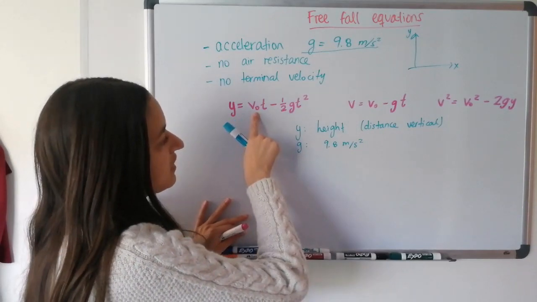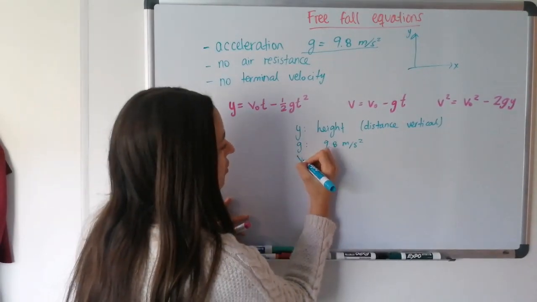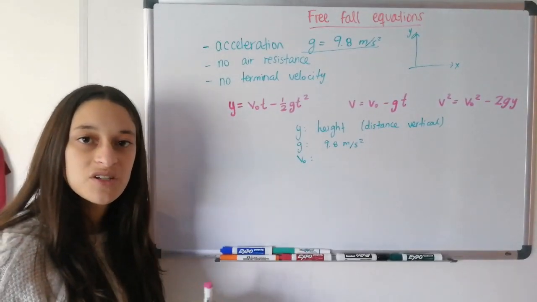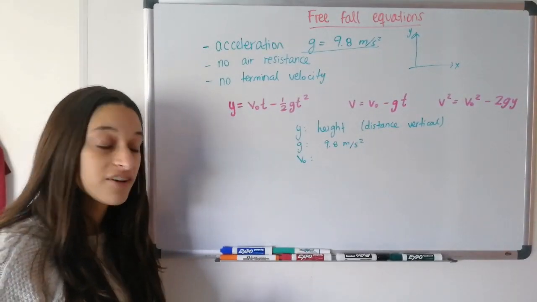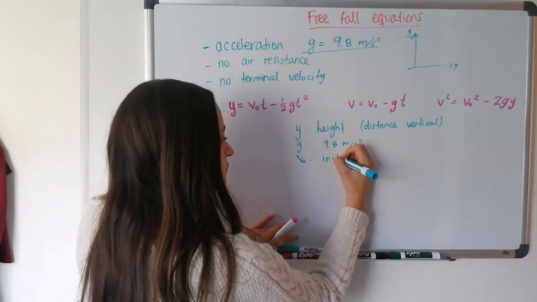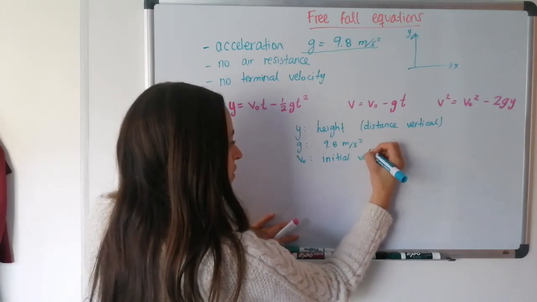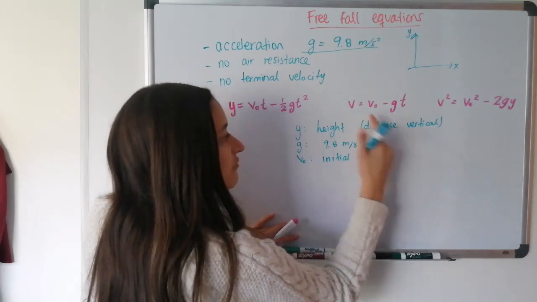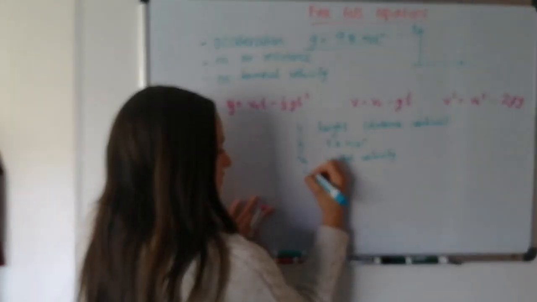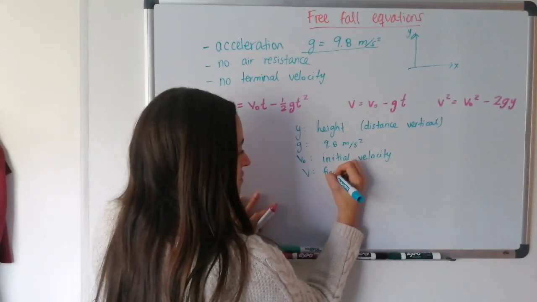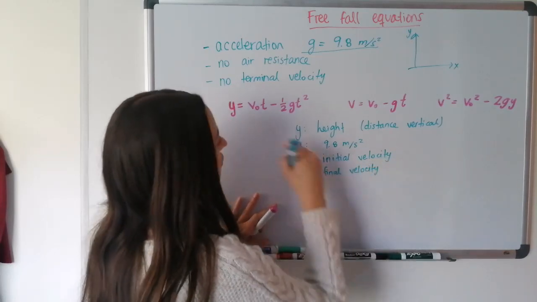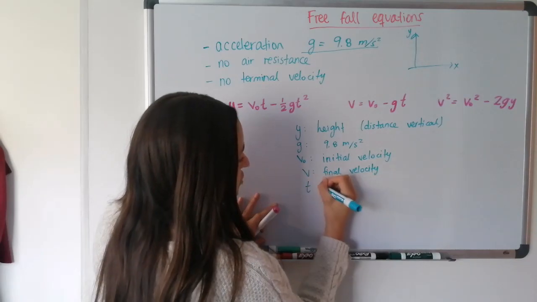We have v sub 0, v0, and this is the initial velocity. So our objects will have an initial and a final velocity. This is the initial velocity. Then we have a v that does not have a 0 below it. That is the final velocity. So v is final velocity. And finally, we have a t, which is time.